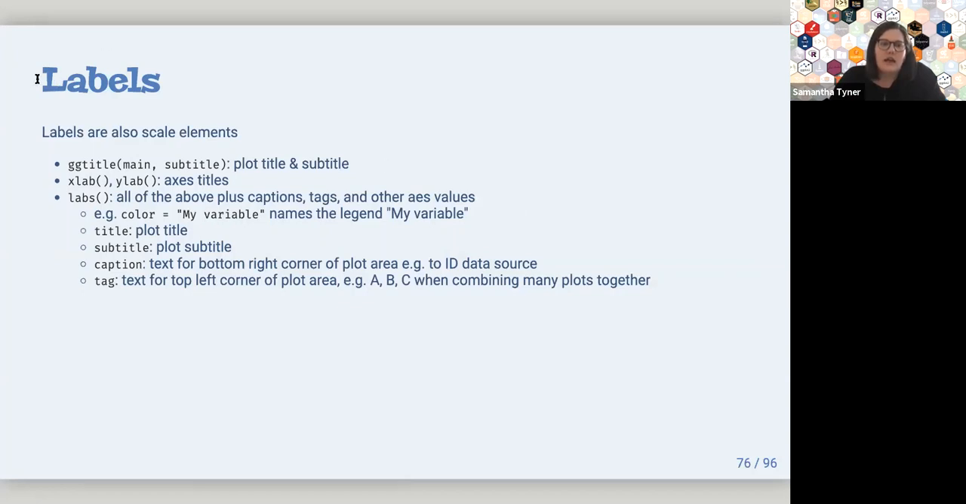Again, labels, as always in ggplot, there's more than one way to do everything. You can make a title with ggtitle, or you can make it inside of the lab function. You can use the xlab to name your axis titles, or you can do it within the scale function, or you can use the lab function and say x equals, y equals, and so on. There's lots of different ways to do everything.